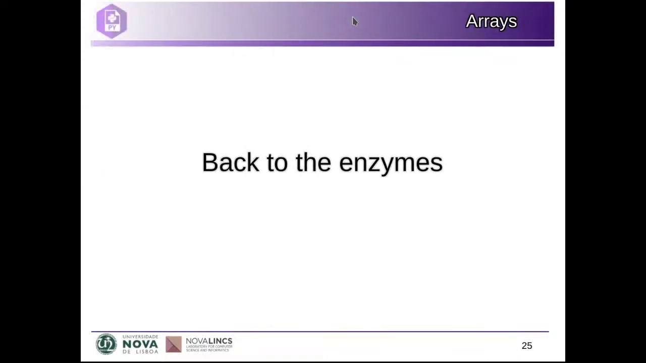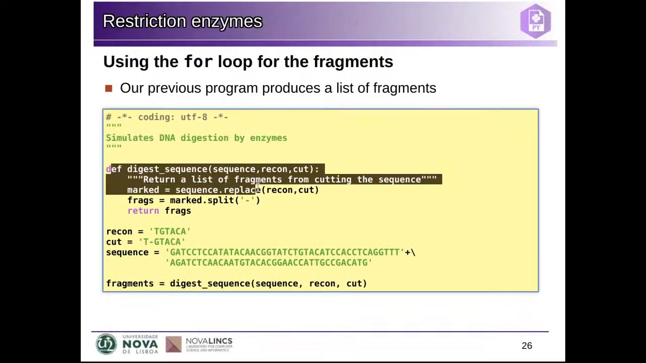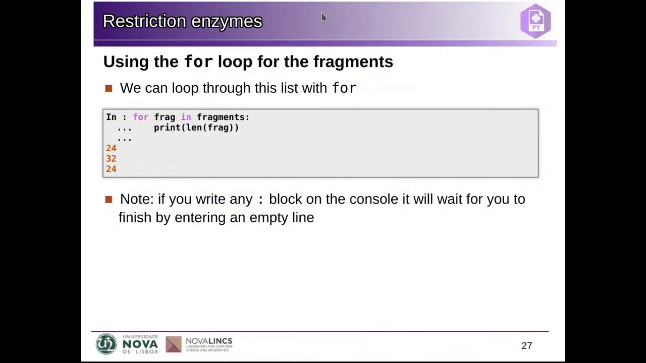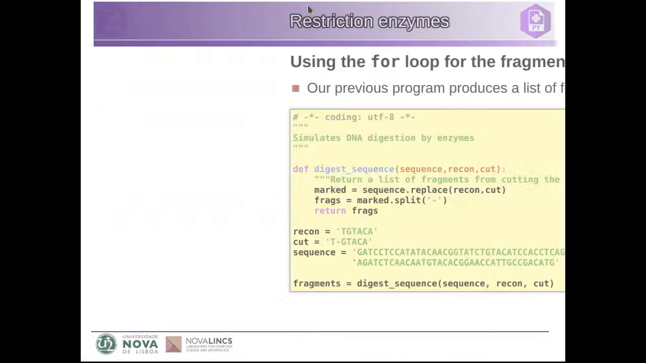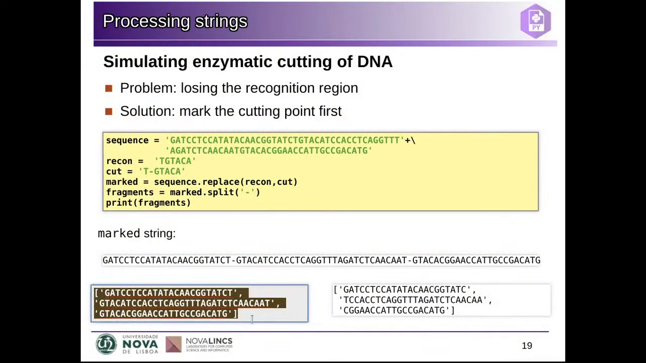So let's go back to the enzymes and see how we can use this. We created this function for digesting. We have this sequence and we get these fragments. So now, if we want the length of all the fragments, we can just write a for loop. So for frag, this is a new variable, in this array of fragments. Remember that fragments is a list with the fragments we obtain by digesting the DNA with that enzyme.